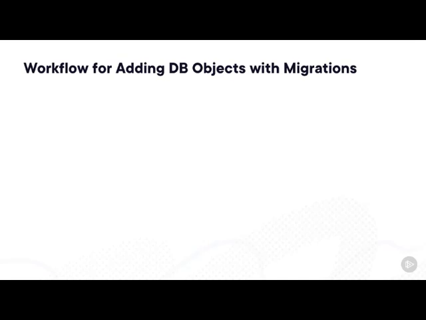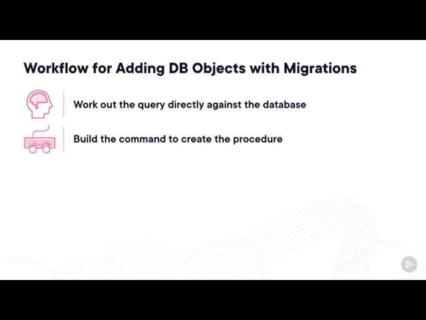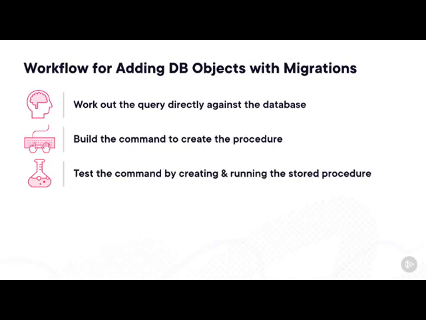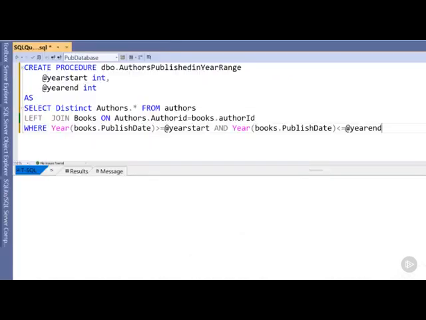To prepare for this, my workflow is that I work out the query directly against the database, and then I create a stored procedure based on that. I won't waste your time with that part of the process, but here's the command I've arrived at to create my procedure named authors published in year range. Originally, I had forgotten to use the distinct clause, but seeing the results while I was testing made me realize I would get duplicate authors for any who had multiple books in that range, and the change tracker would not have liked that. So this pre-testing is very helpful.